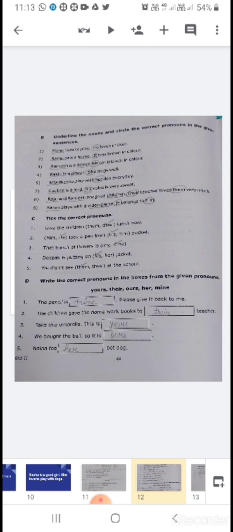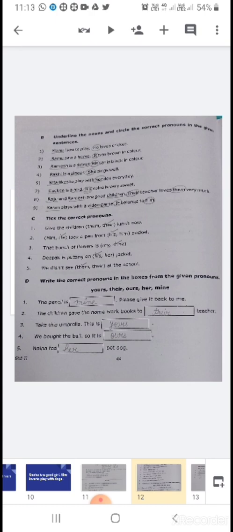Now see the C1. Tick the correct pronouns. You just have to tick the correct pronouns. First is so many, and we use their. Next is him or he took a pen from his or her pocket. So he took a pen from his pocket. So you have to tick he and his.